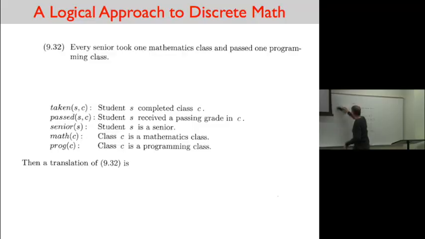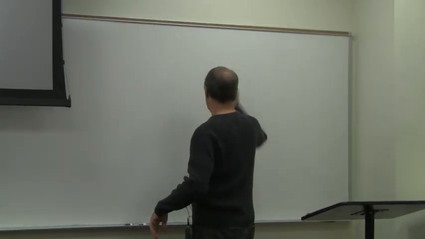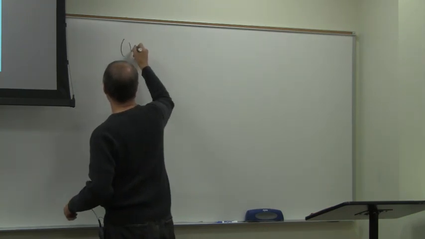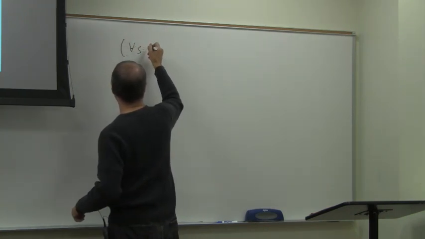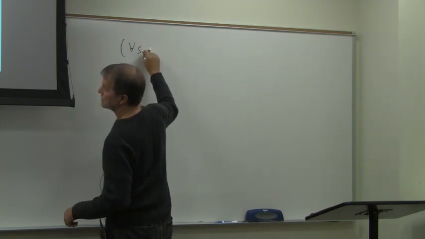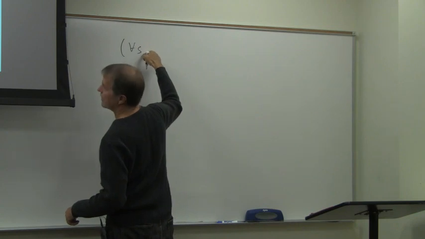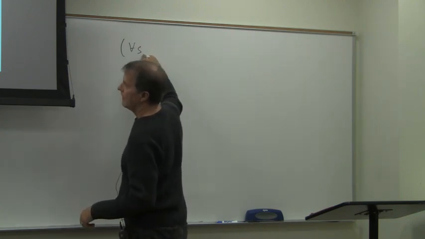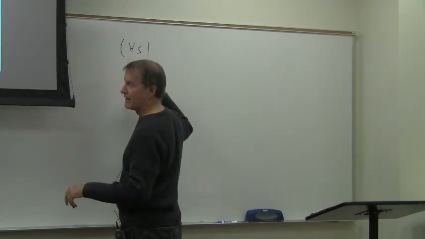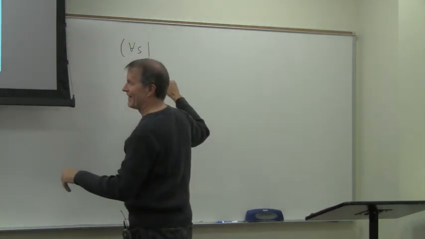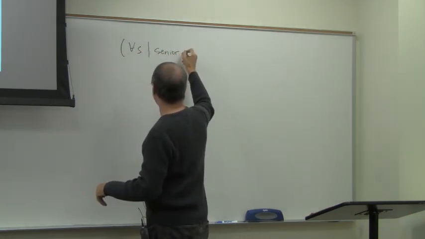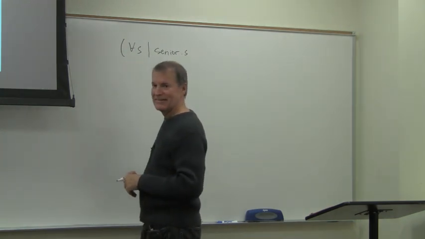So for all S, type student. Oh, wait a minute. Type senior, rather. For all S, type senior. No, a student. For all, S is a student, right? Every senior took one. No, but in range what? Senior. Is it senior dot S? Sure, that'll work.